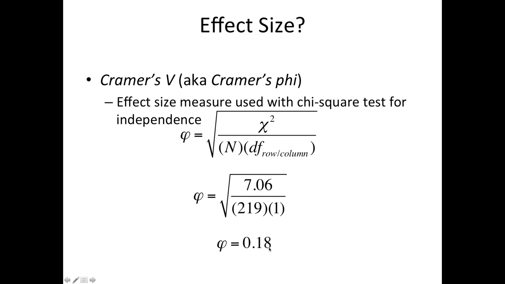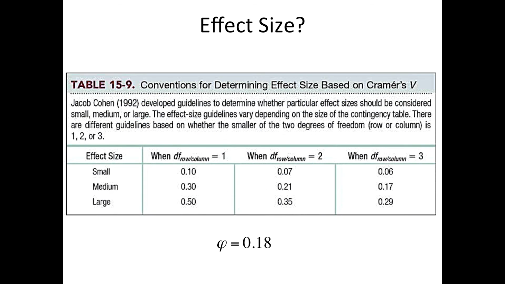But is that big, medium, small? Here's the table for that. In this case, it depends on whether the degrees of freedom total is 1, 2, or 3, and ours was 1. So this phi of 0.18 is somewhere between a small and medium effect. It's kind of midway between. So it's a small to medium effect.